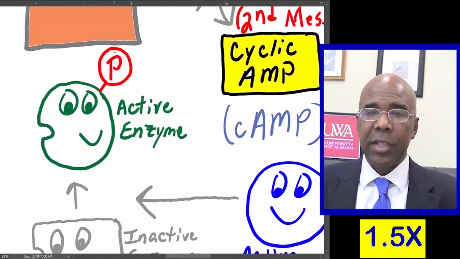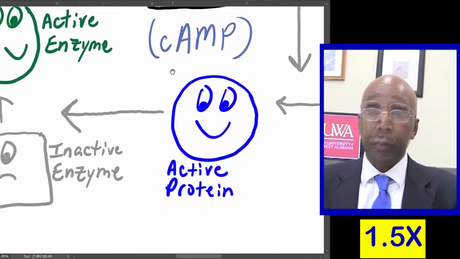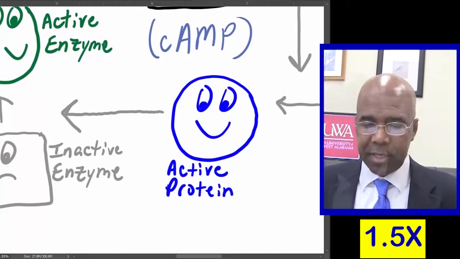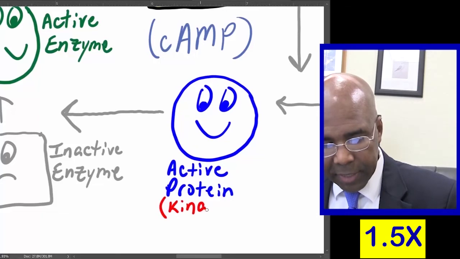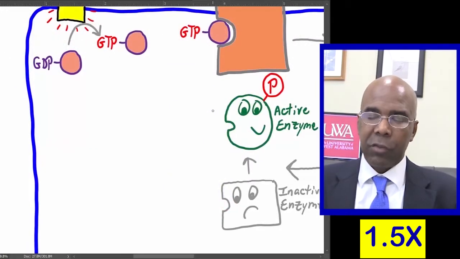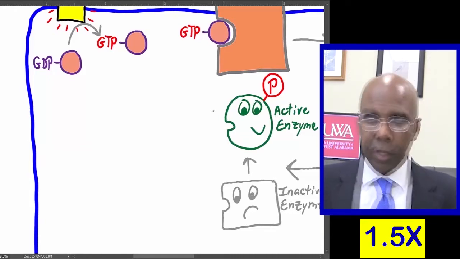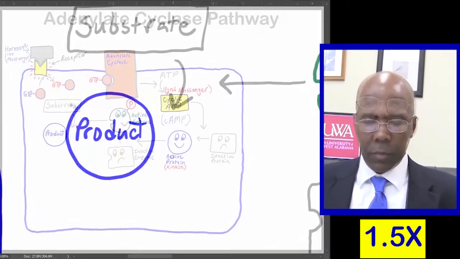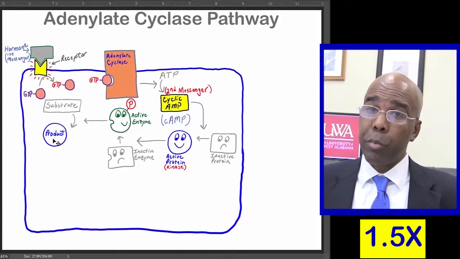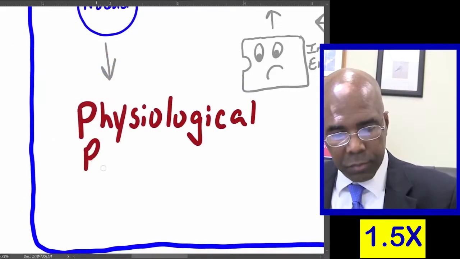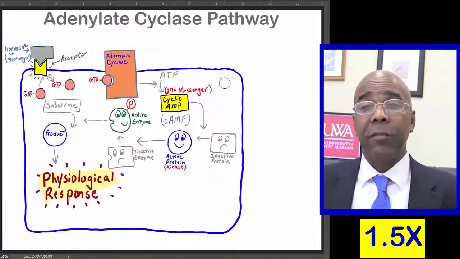The act of phosphorylating the inactive enzyme activates it. So there's a special name given to proteins which add a phosphate to other proteins, or onto other substances. We call these kinases. And so the protein here is a kinase. Now we've made it to our active enzyme. What happens with the active enzyme? The active enzyme actually converts a cellular substrate to a product. So let's indicate that here. Now our cellular substrate has been converted into a product. It is this product that leads to the physiological response, and we'll indicate that here. And now we have our physiological response.